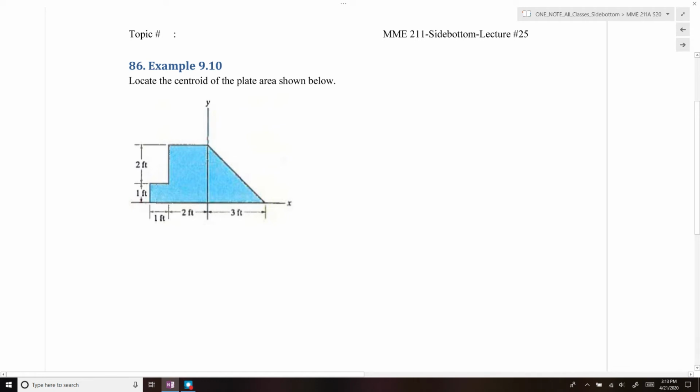So in this example here, we're going to calculate the centroid of the following plate. So this is an area. What we're looking for here is our goal is to find x bar and y bar of the following area. So the first step we're going to do is break our total shape into parts.